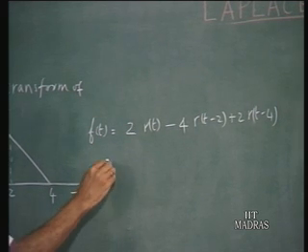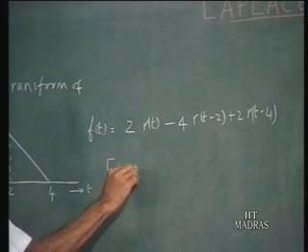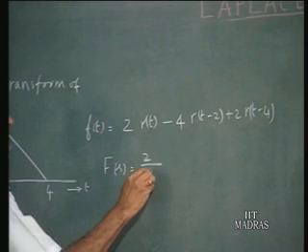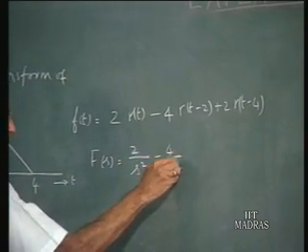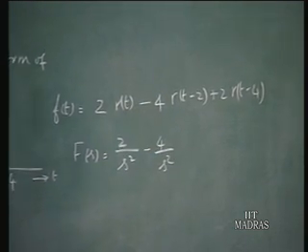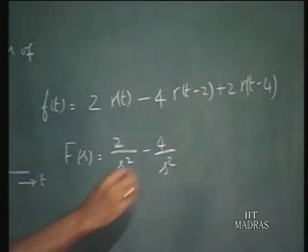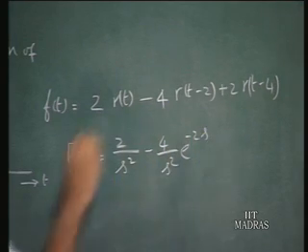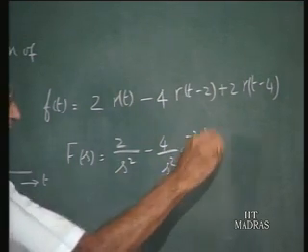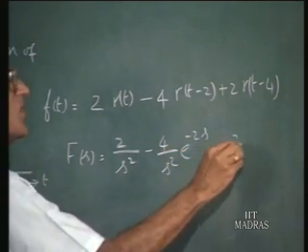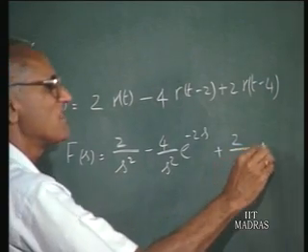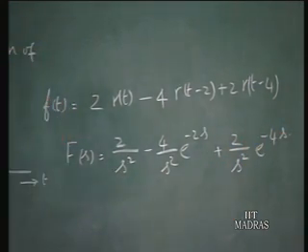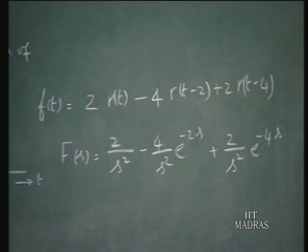Therefore, we can find F of s as 2 upon s squared minus 4 upon s squared, which would be the Laplace transformation if it had been 4r(t), but since this is delayed by 2 units, you must introduce e to the power of minus 2s. And this has a ramp of 2 units, therefore 2 over s squared is the basic Laplace transform of the ramp function, but since it is delayed by 4 seconds, you must introduce e to the power of minus 4s. So that would be the Laplace transformation of this.